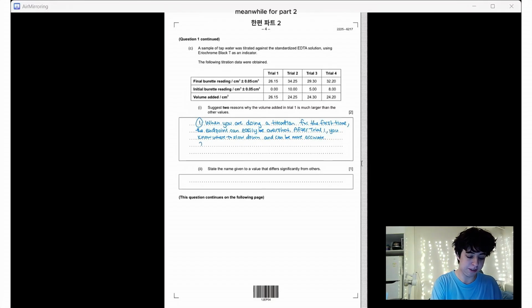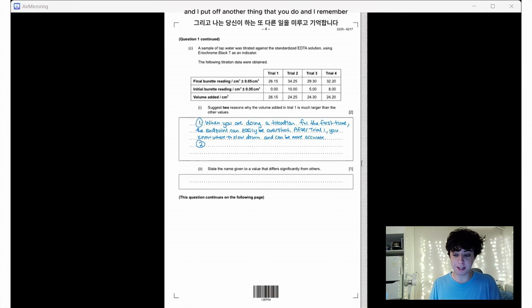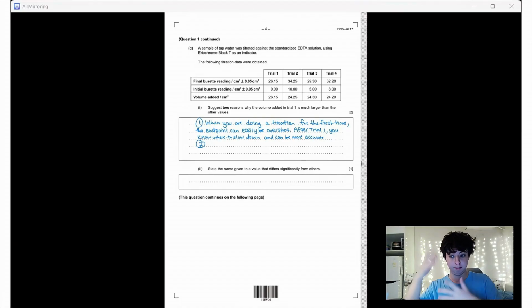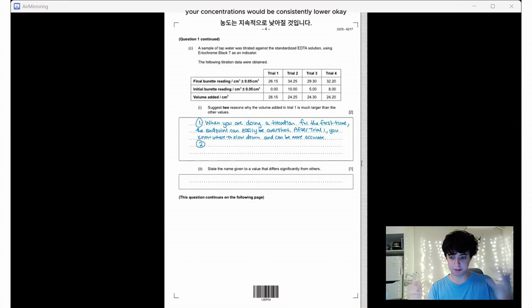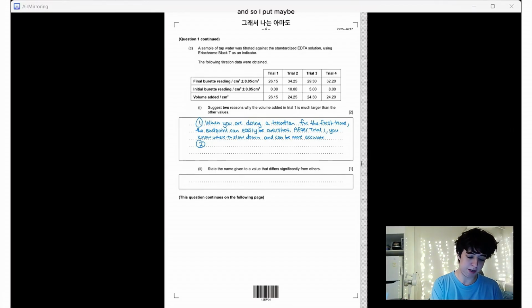Meanwhile, for part two, I put a star by this, and I was thinking, maybe. Remembering the labs that I have my students do, one part of the procedure is rinsing the burette with whatever your titrant is that you're adding, because otherwise it may have a little bit of water in it, and then that would be a systematic error because your concentrations would be consistently lower. So I put maybe the burette wasn't rinsed with EDTA.